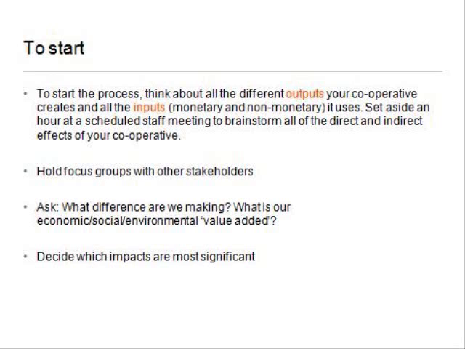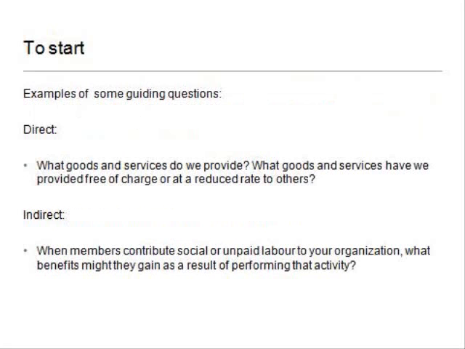Here are some other guiding questions to think about. You can think about direct and indirect impacts of the organization. In terms of direct, that relates to the goods and services that are provided. Also think about if you're providing goods and services free of charge or at a reduced rate to others. That's another contribution that you're making. And in terms of indirect impacts, when members contribute social or unpaid labor to your organization, what benefits might they gain as a result of performing that activity? For example, they may gain in areas of skills development. That would be another contribution of your organization.